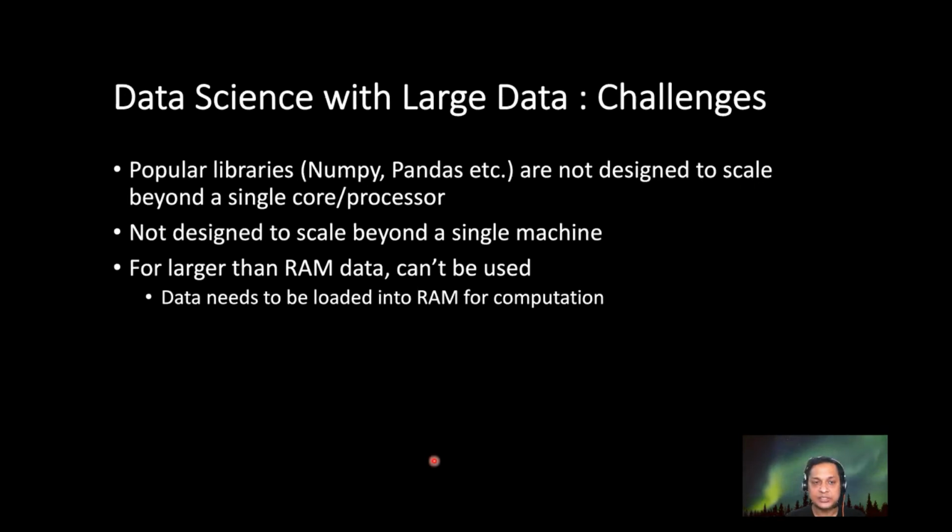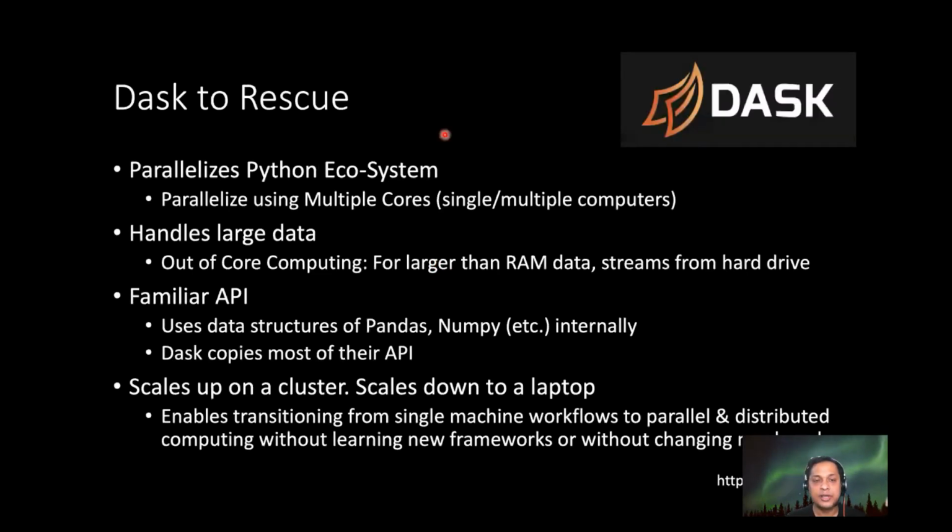What are the challenges which we face while doing data science with large data? Popular libraries like NumPy and Pandas are not designed to scale beyond a single core or processor. They are not designed even to scale beyond a single machine. If I have data which is larger than RAM, then these libraries cannot be used. These libraries expect the data to be loaded into the RAM for computation. This is where Dask comes into the picture.